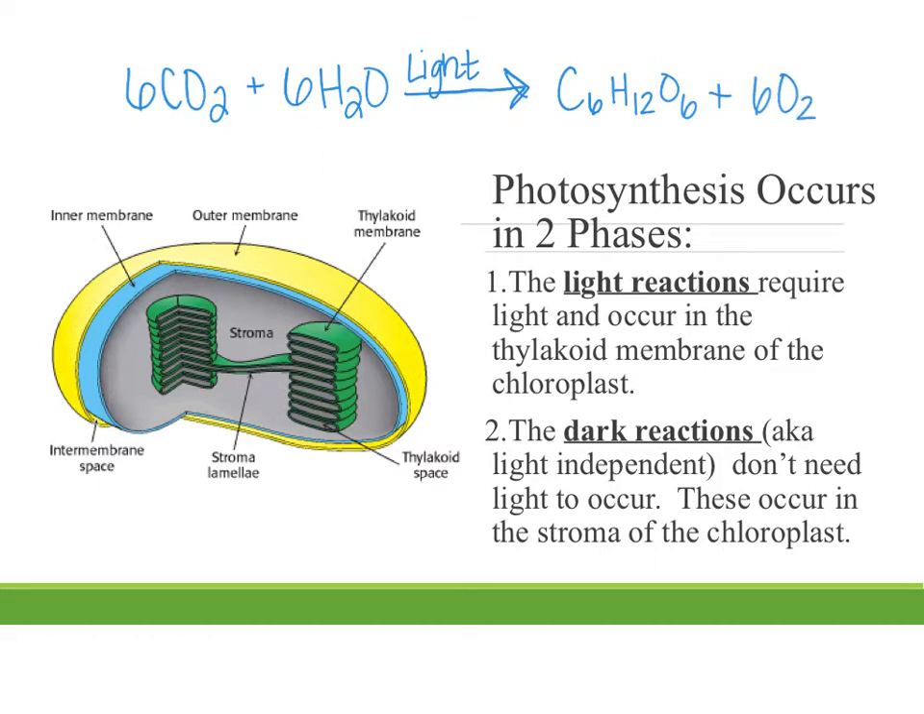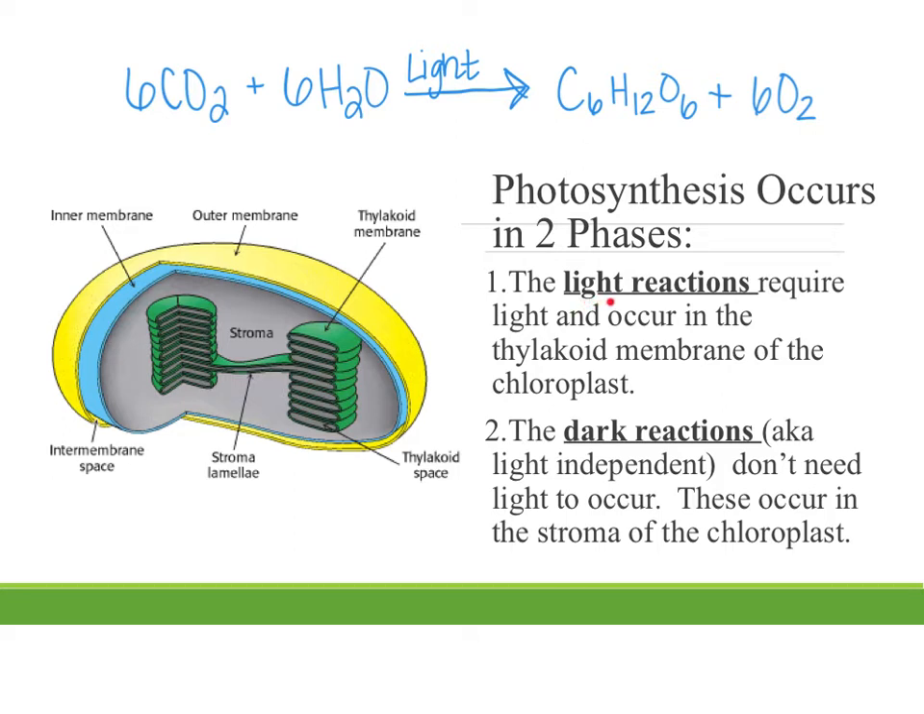Now, photosynthesis doesn't just take carbon dioxide and water and easily turn it into glucose and oxygen. So instead, photosynthesis happens in two separate phases. Our two separate phases are called the light reactions and the dark reactions. So today, we're going to look at each of those phases to help us understand photosynthesis a little bit better.